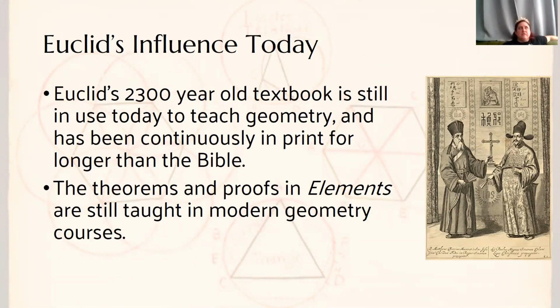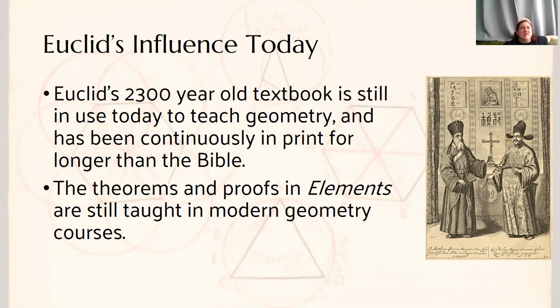So Euclid's Elements is still in use today. You can still find it at bookstores. You can go on Amazon and search it up and order it and have it shipped to your house. It has been continuously in print, if you want to count manuscripts as print, longer than the Bible. Because the Bible was put together in the 300s AD in its current form. Some of the texts existed before that, but Euclid's Elements existed before Christ was born. So yeah, this book is old. That's why it seems so stale.